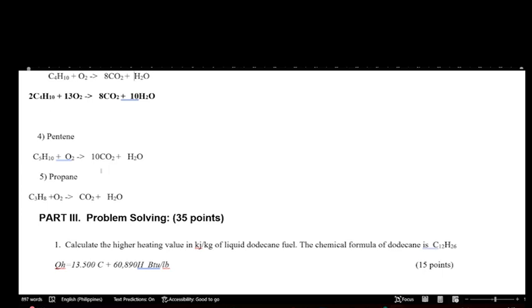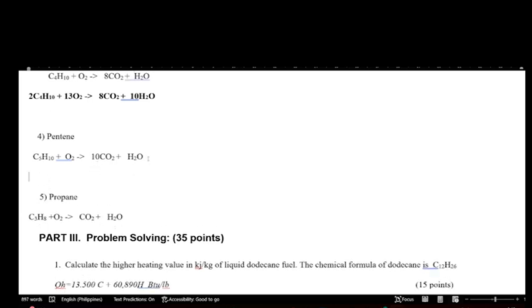Next, the last one is, second to the last pala. Pentene. Pentene. How do we balance this reaction? If you're going to analyze yung carbon, 5 lang sa left, sa kanan ay 10. So, paano yan? We will put coefficient, ang tawag dito? Tama ba, coefficient? So, 2. 2 times 5, 10. Pero naapektuhan yung hydrogen. Ang hydrogen ay naging 20, no? 2 times 10 is 20. So, punta ka sa kanan, ilan? Dalawa lang. Para maging 20, anong ilalagay?